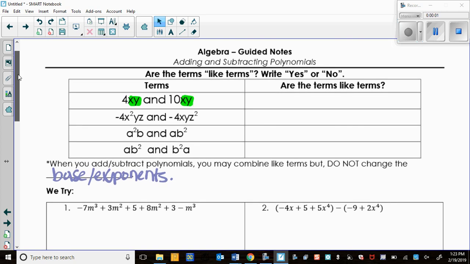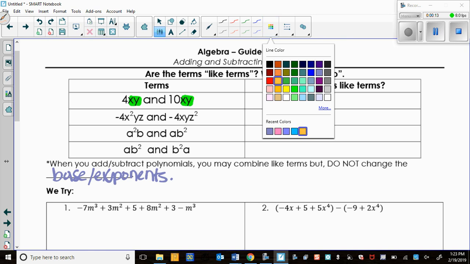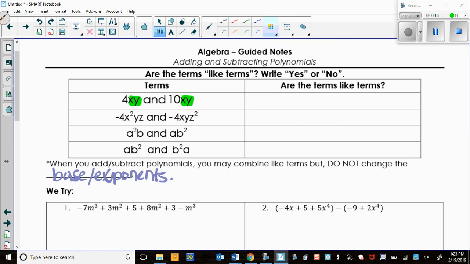Alright class, in this video I'm going to talk about adding and subtracting polynomials. We're going to start off with like terms and figuring out if we can combine these certain examples here. So for the first one, I've already started. I've highlighted the bases and the exponents. They have to be the same, okay? If they're the same, then they're considered like terms.